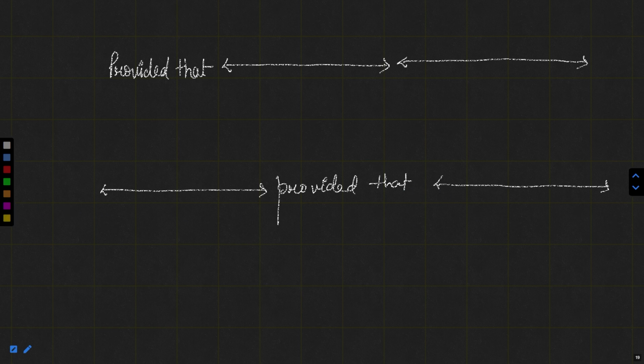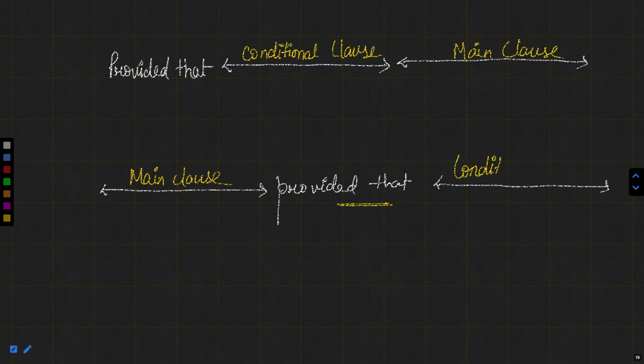Now what type of these two clauses are? Here we have the conditional clause. Okay, if the sentence is beginning with provided that, here we have the conditional clause, and after this we have the main clause. But if we have this provided that in the middle of the sentence, what structure can we have? First we'll have the main clause, after that we have the connector that is provided that, and after that we'll have the conditional clause. So these are the situations that may occur, or these are the combinations that can be in the formation of provided that.